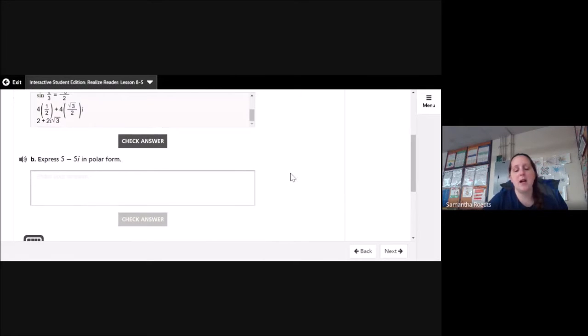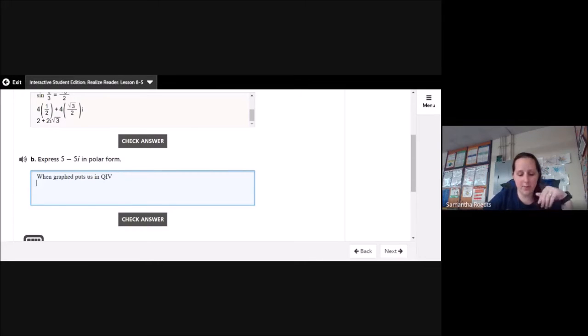For B, I'm expressing 5 minus 5i in polar form. So I want to go ahead and graph this. Remember when we graphed negative 7 minus 4i, I went to my left and then down. So for this one, I'm going to go to the right and then down, which puts me in quadrant 4. So when graphed, it puts us in Q4, quadrant 4.